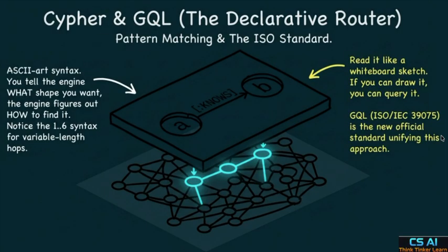How do we talk to these engines? Cypher and GQL are the declarative routers. They use an ASCII art syntax where you tell the engine what shape you want and the engine figures out how to find it. Notice the 1..6 index in the diagram. This allows for variable length hops that would be a nightmare in SQL. GQL is the new official ISO standard, finally giving graphs an industry standard query language equivalent to SQL.